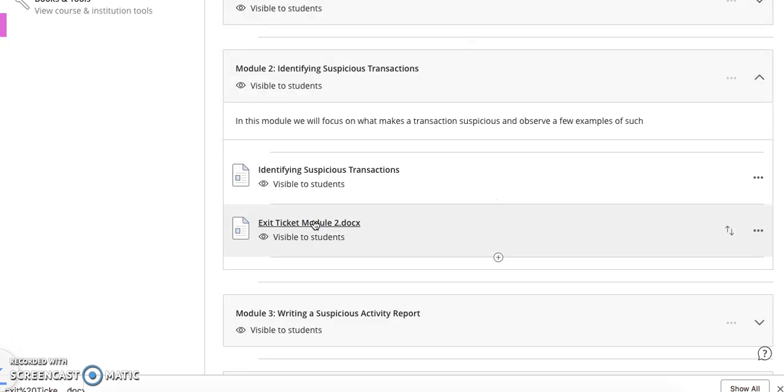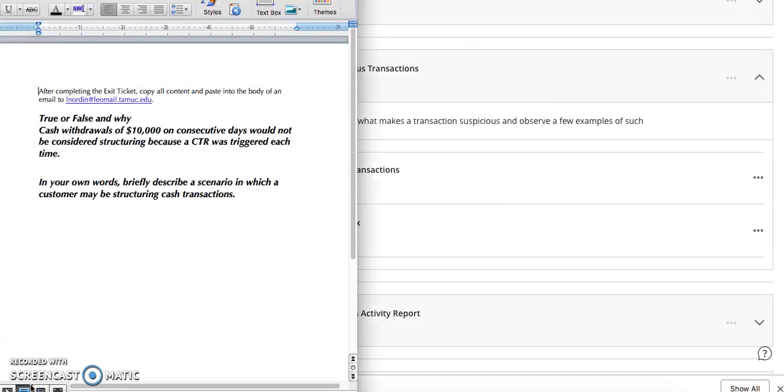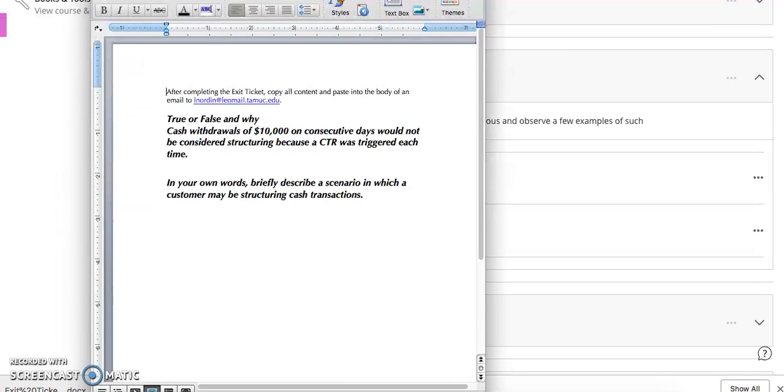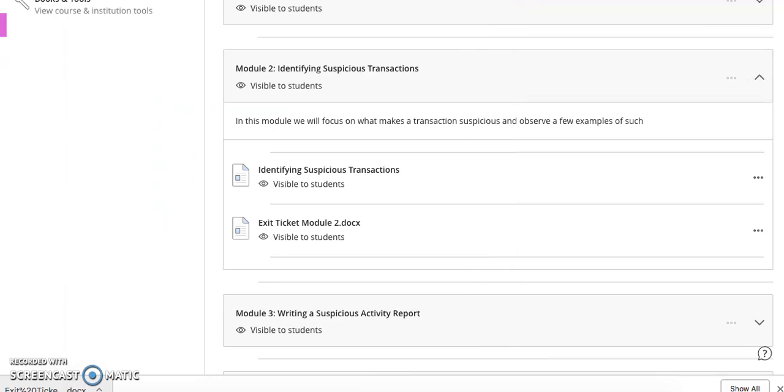Again, I have an exit ticket. It's pretty simple. But again, I'm asking for a brief summary, just again to assess what the students learned within the unit.